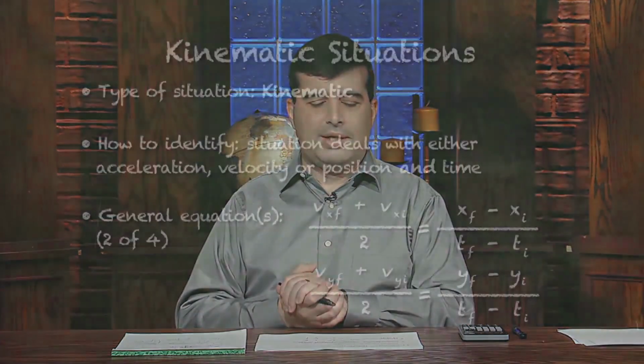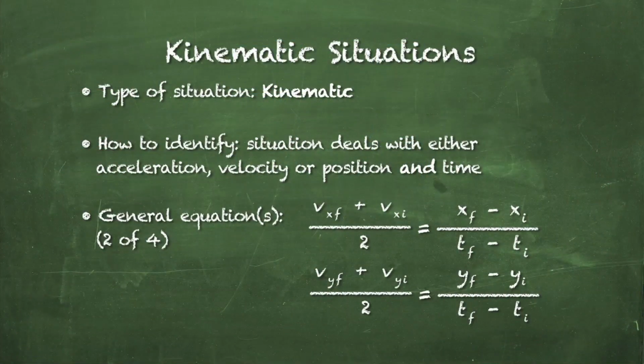So these equations will be valid at least for a piece of time. We can break up our situation into discrete pieces of time when these equations will apply. And that brings us to our second general equation for a kinematic situation. So, kinematic situation, how do we identify? A kinematic situation deals with either acceleration or velocity or position and time.